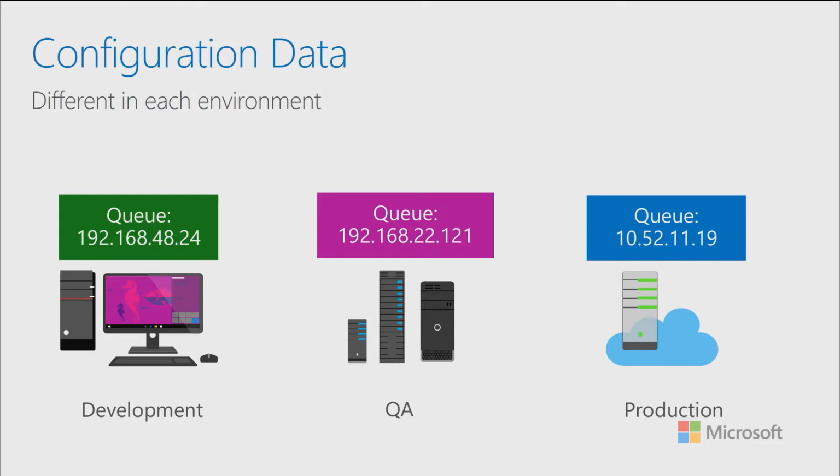These values are also different from one environment to the next. For example, we won't want to send emails or send messages to a queue in development that are meant for production or vice versa. We want to ensure these are appropriate. Encryption keys are another great example of where this data has to be managed separately and configured differently as we move from environment to environment.